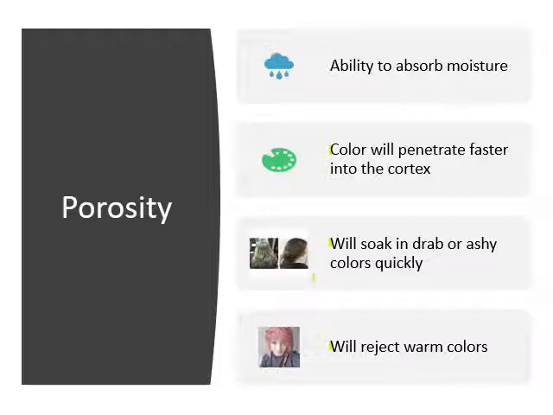Same thing with a drab or the ashy tones. If you have a client that has very porous hair and you put a color on their hair that has either a blue, a green, or even a violet base, it's going to absorb it very, very quickly and can make your color results uneven.